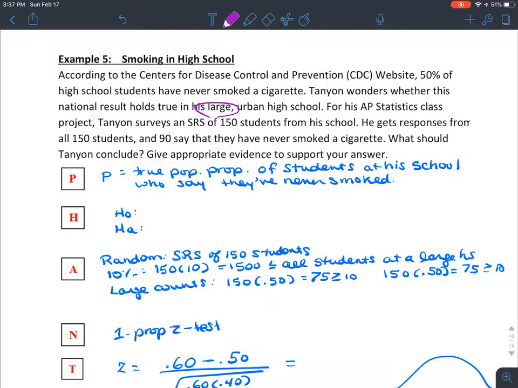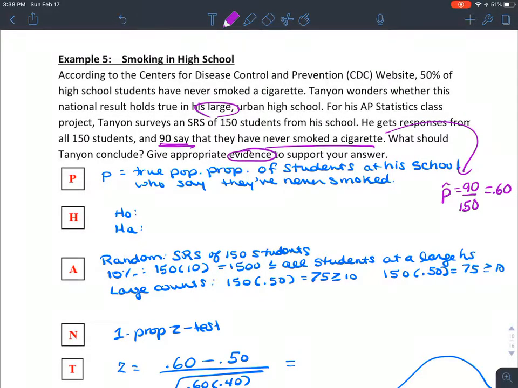So for his AP Statistics class project, he surveys a simple random sample of 150 students from his school, and this is the response he gets. Of the 150, 90 say that they have never smoked. So that means that the sample proportion is 90 out of the 150, which is 0.60. 60% of them are saying they've never smoked. What should he conclude?